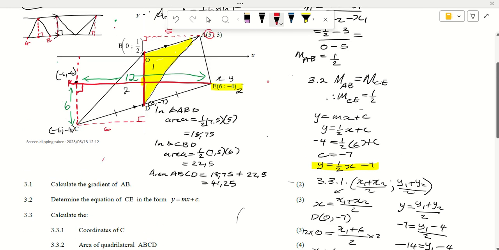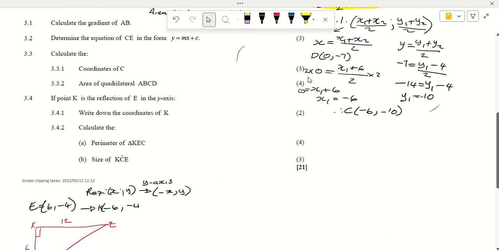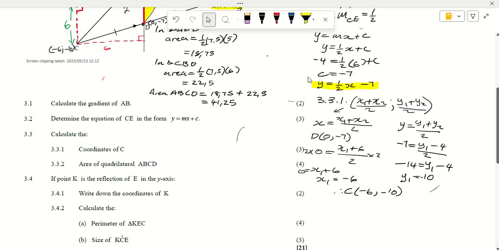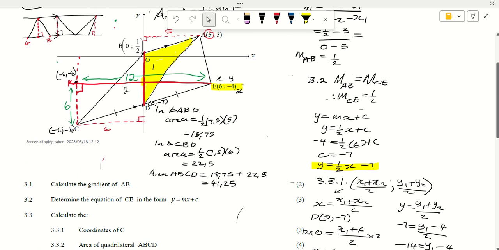The next question. We need to find the size of KCE, the angle KCE. Okay, let me just annotate KCE. So from K to C to E. So I need the size of this angle here. Let me just shade it here. So I need the size of this angle, but I know that there's a right angle also here.